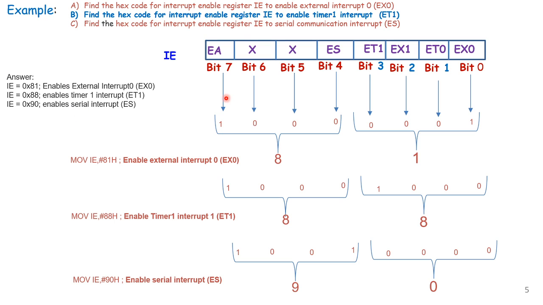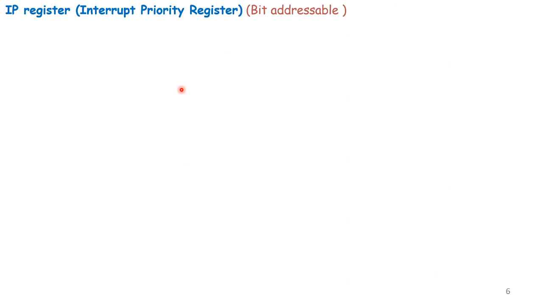So in this way we can set the value of the interrupt enable register such that any one interrupt can be enabled, by keeping this value in the interrupt enable register. Next register: which interrupt is to be executed first is decided by the priority. Priority means the importance given by the microcontroller to the peripheral, which interrupt is to be attended first.